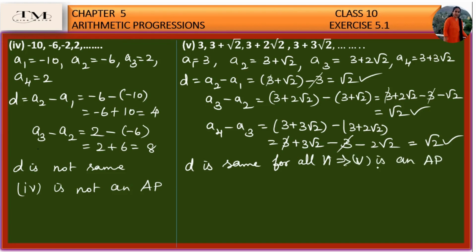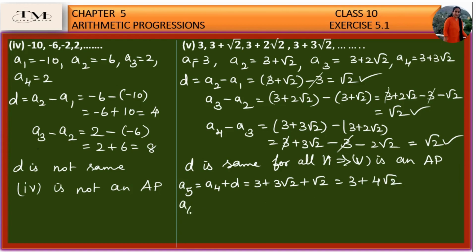So to find the next three terms, next one we have to find A5. A5 is previous term plus D. So what is A4? It is 3 plus 3 root 2 and D is root 2. So 3 will be same. So it is 3 root 2 plus 1 root 2. So 3 plus 1 it is 4. So it will be 4 root 2.